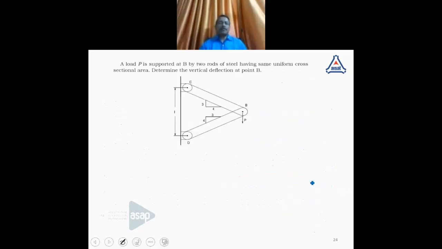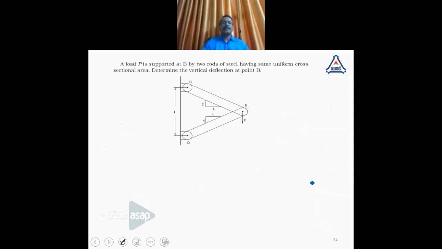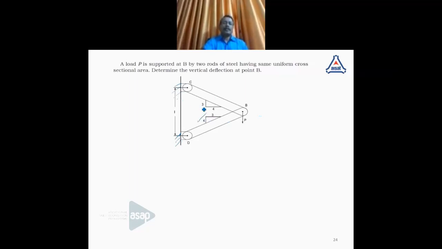Can we have some more time to explain this problem also? It also involves a single load. A load P is applied at the point B. The point B is part of two bars, CB and DB, which are rigidly connected to these points. The orientation of the slope is given by these triangles. And it is asked to determine the vertical deflection at the point B.